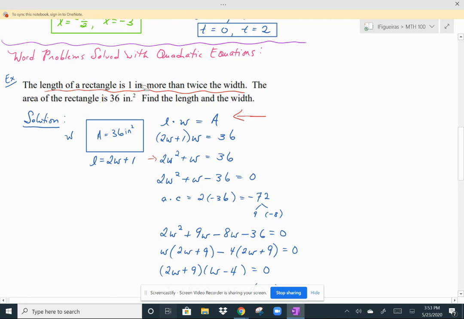Once I distribute, you can see that I have a quadratic equation because of 2W squared, which means you must set it equal to 0. So in order to set it equal to 0, I'm going to subtract 36. So I have 2W squared plus W minus 36 equals 0. All right, I will use the AC method here. So AC would be 2 times negative 36. That gives me a result of negative 72. So now I need two numbers that multiply together to give me negative 72. But when you subtract them, because they'll be opposite signs, you get a 1 because the coefficient of W is 1. So what will work? 9 and negative 8. Because 9 minus 8 is 1.